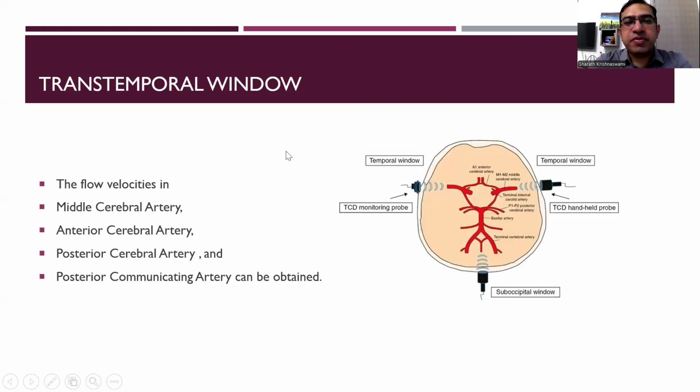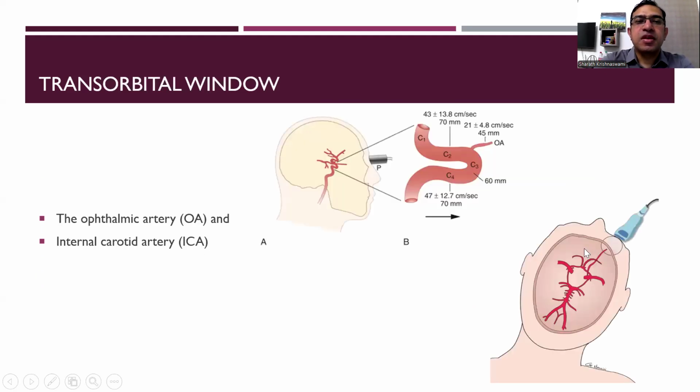The transtemporal window helps us in assessing the flow velocities in the middle cerebral artery, the anterior cerebral artery, the posterior cerebral artery, as well as the posterior communicating artery. The transorbital window helps us in assessing the flow in the ophthalmic artery and the internal carotid artery. Here, this is the part of the internal carotid artery which is known as the ICA siphon.